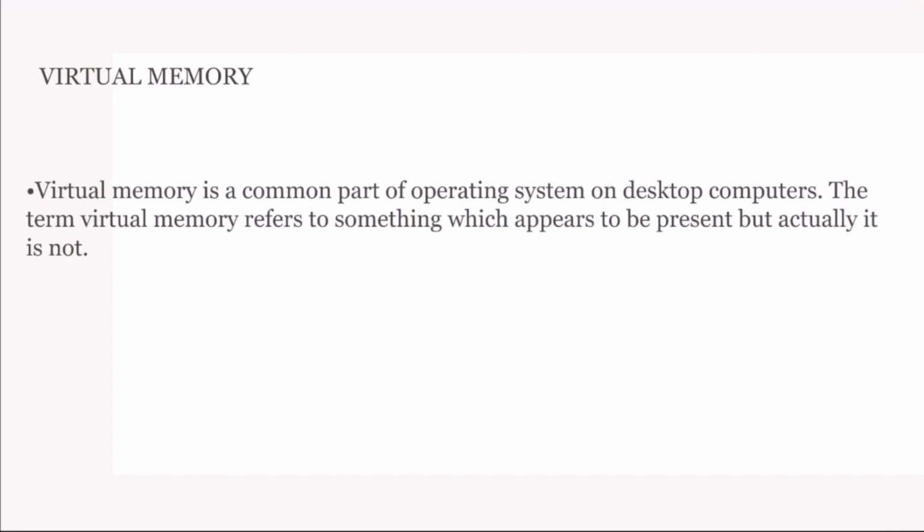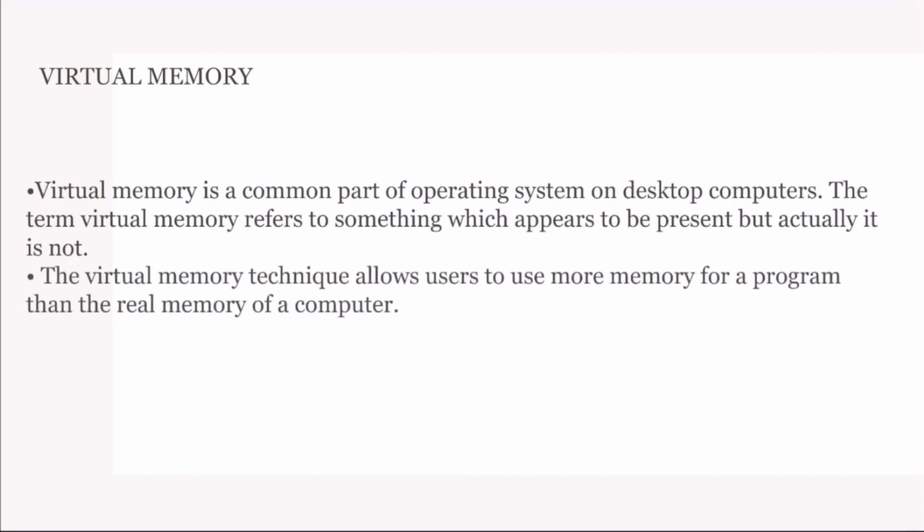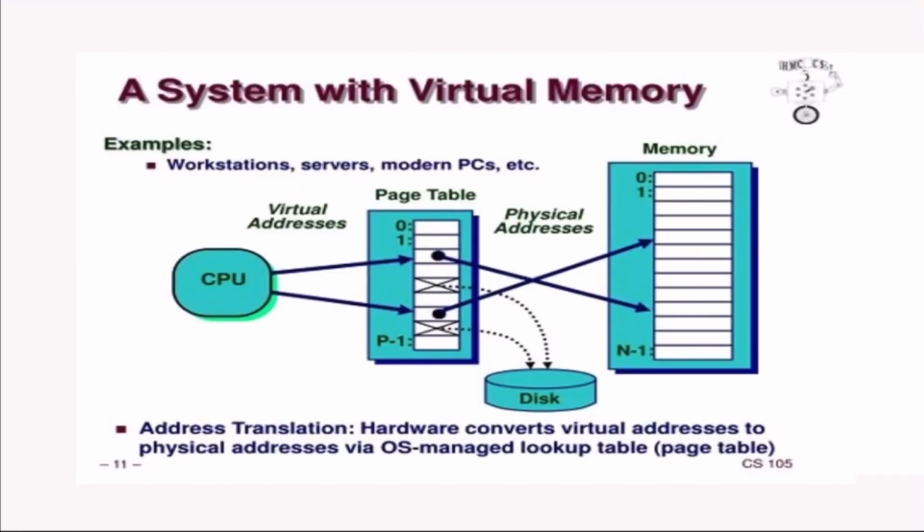Virtual memory is a common part of the operating system on desktop computers. The term virtual memory refers to something which appears to be present but actually is not. Virtual memory is a memory management technique used by the operating system to extend the available memory beyond the physical RAM, which is random access memory, installed in a computer. It allows programs to use more memory than is physically present by utilizing a combination of RAM and disk space.